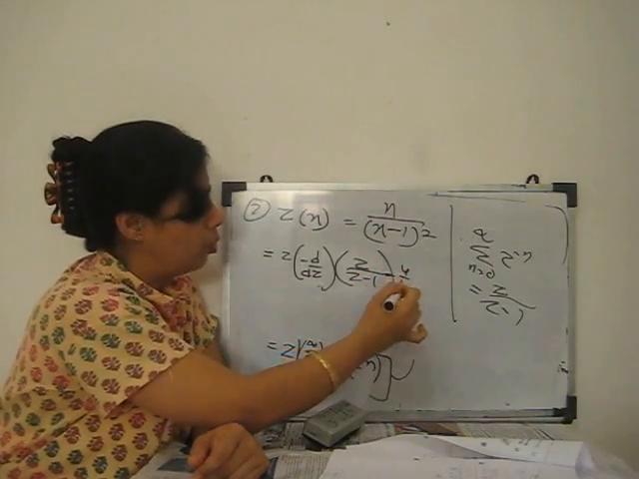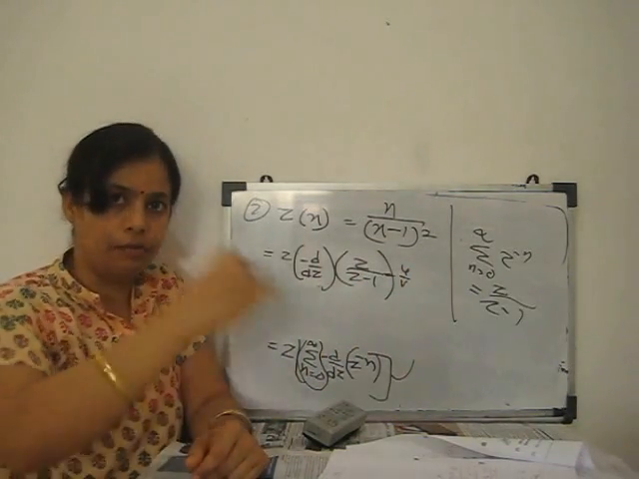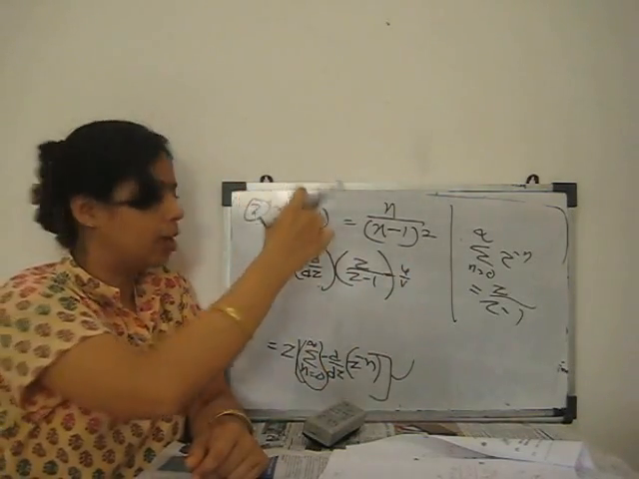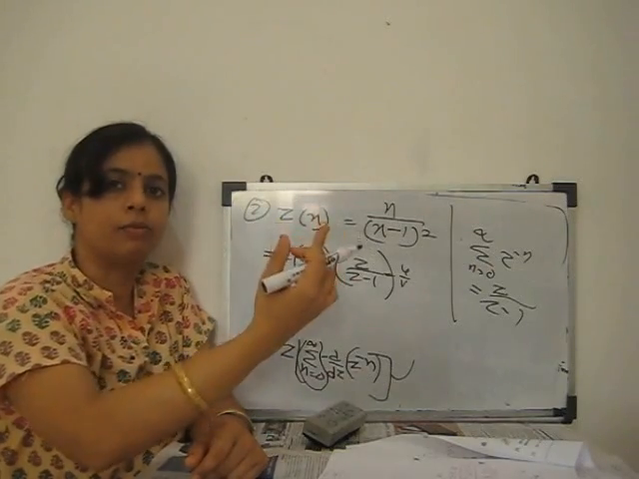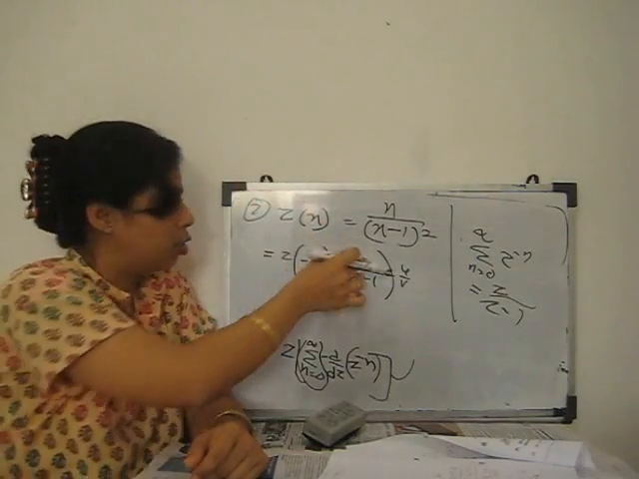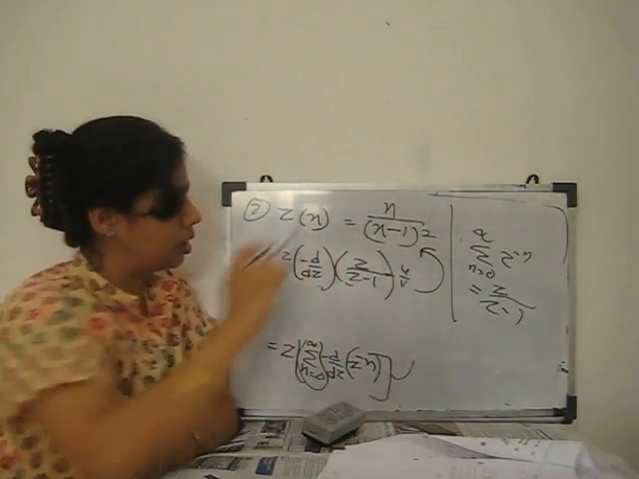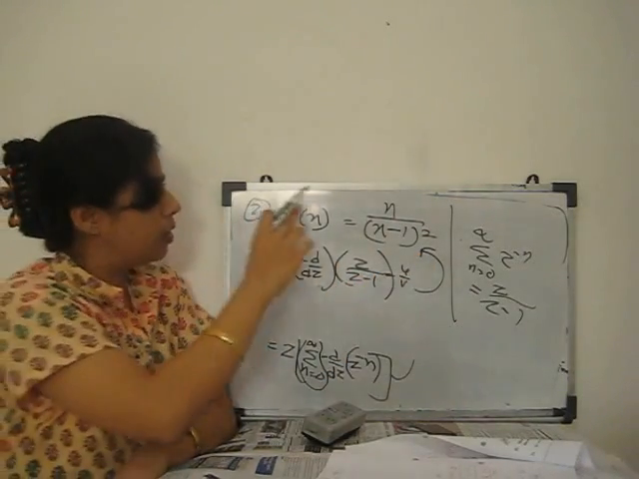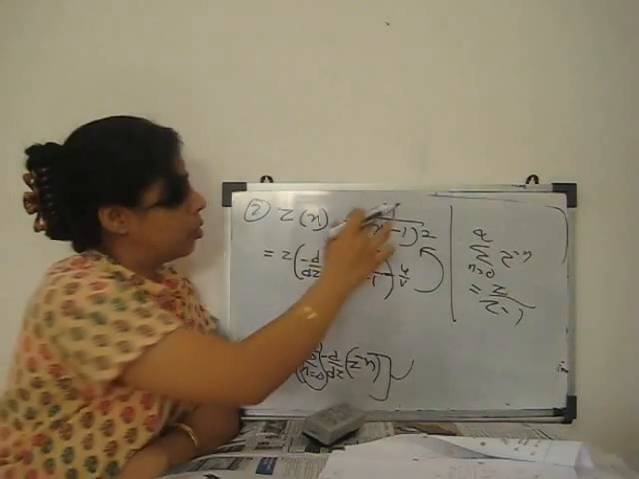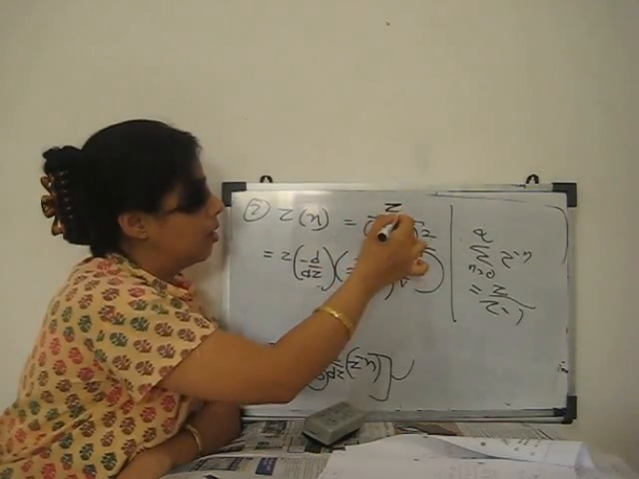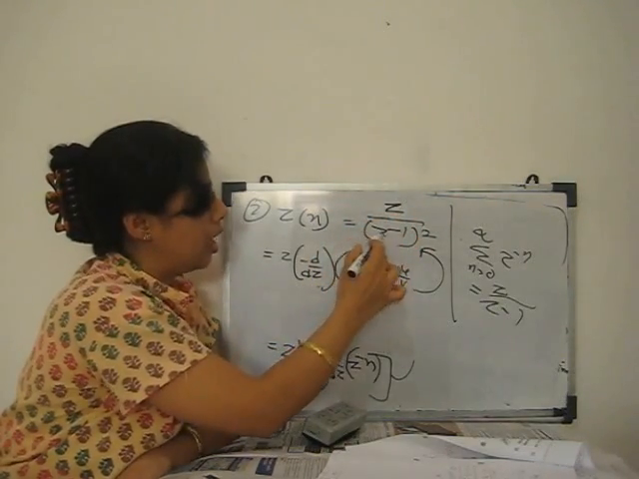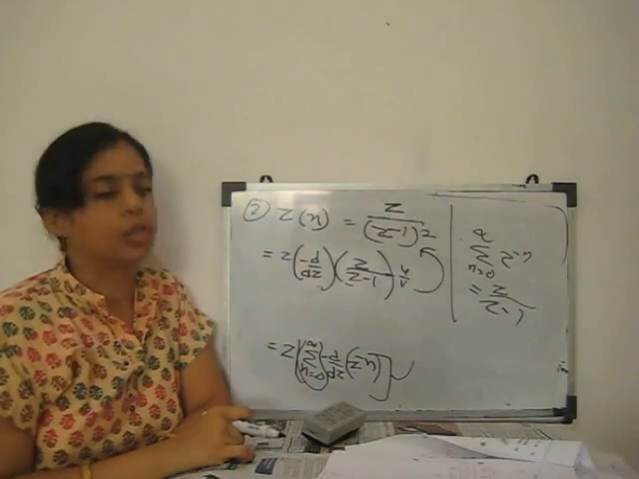Apply the formula u by v: (v times d by dz of u, minus u times d by dz of v) upon v square. You apply the formula here and you will get the solution. Z transform of n is equal to z upon z minus 1 whole square.